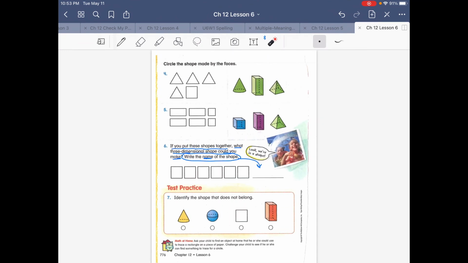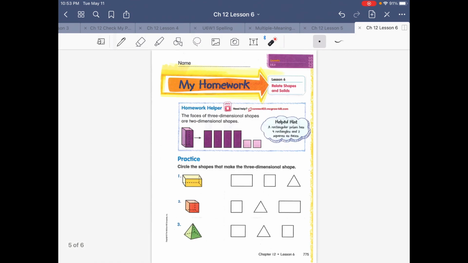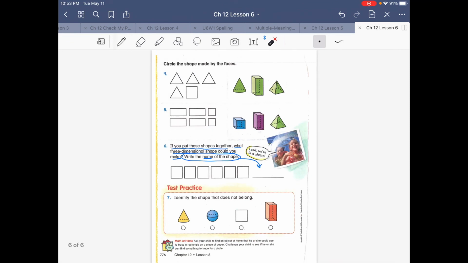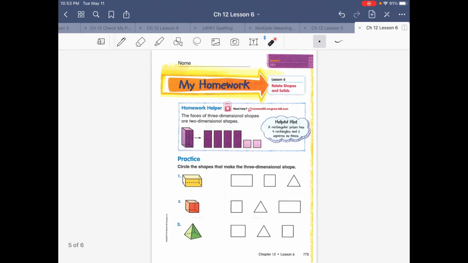Shade your answer. When you are done, you will turn in page 775 and 776 to Seesaw today. And then you will work on U5 and U6 in IXL Math. Let's see how you do.